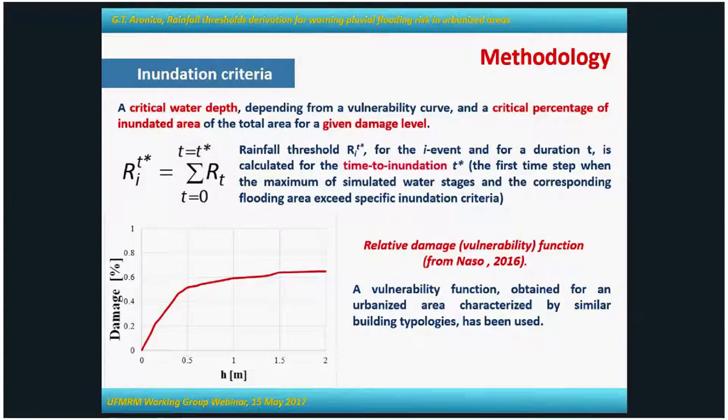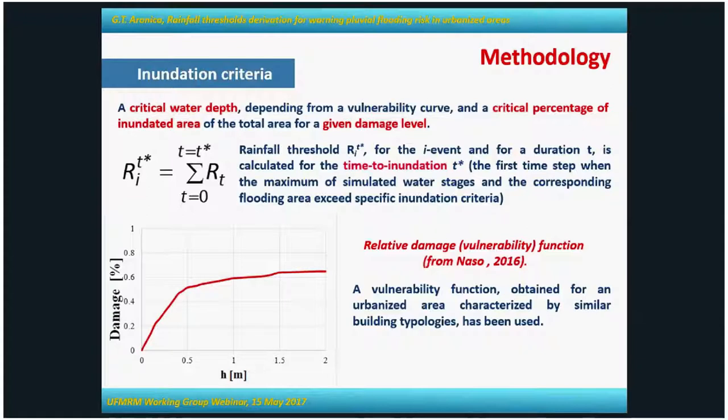And the rainfall threshold in this case is very easy, because the rainfall threshold is calculated as the rainfall amount at the time, which is called the time of inundation, which is the first time step when the maximum simulated water depth and corresponding flood area exceed specific inundation criteria. So when you recognize the exact point in which you have the same time of water depth and the inundated area exceeding a specific inundation criteria, this is the time to inundation, which is the one you use for deriving rainfall threshold as a cumulative of the rainfall depth from the starting of the event to that time to inundation.